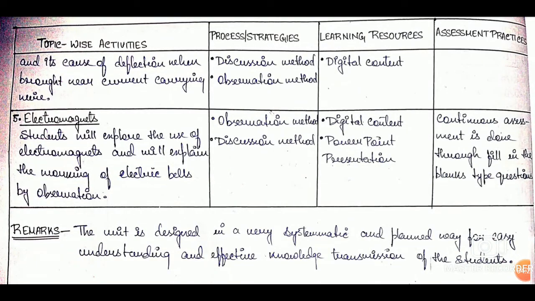In the next page also it is continuing. There were 5 major concepts. In the rationale also we have mentioned that there are 5 major concepts, and accordingly we have mentioned all the concepts in our table as well.